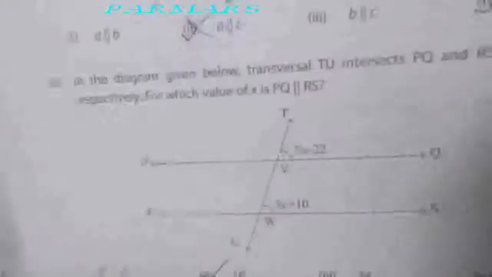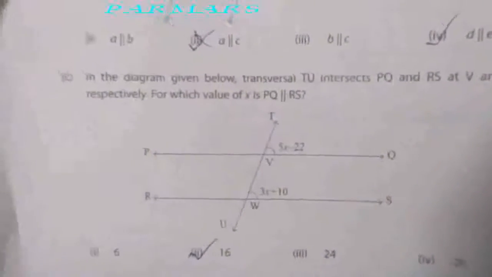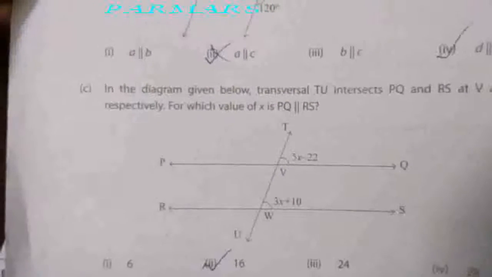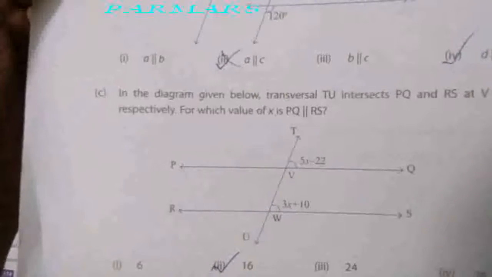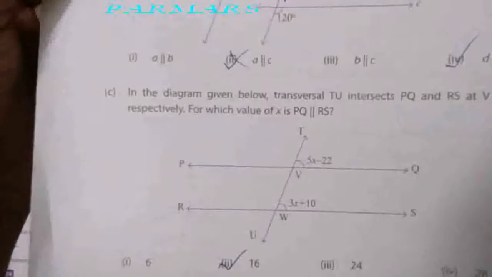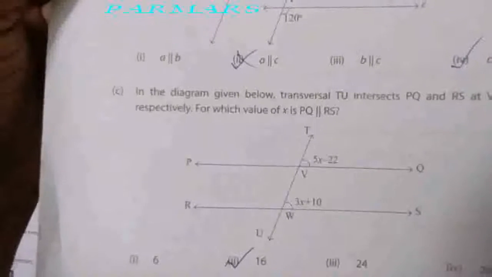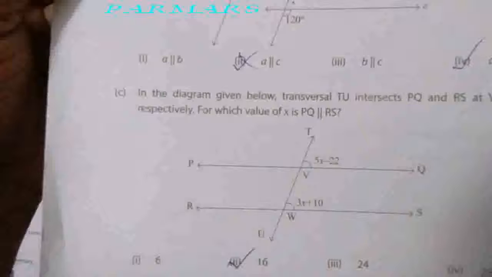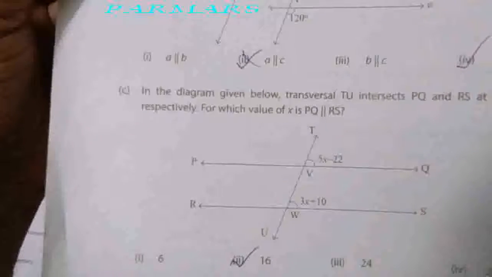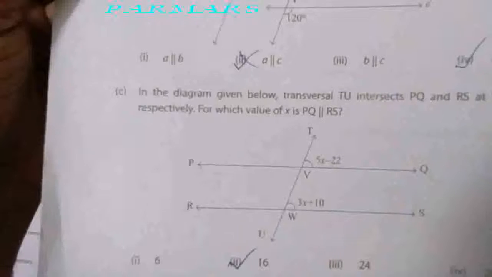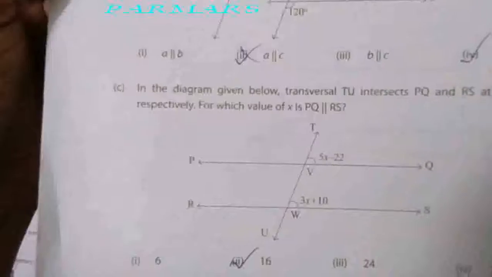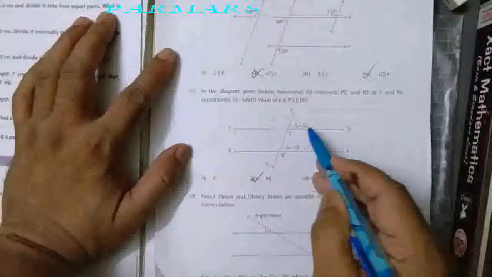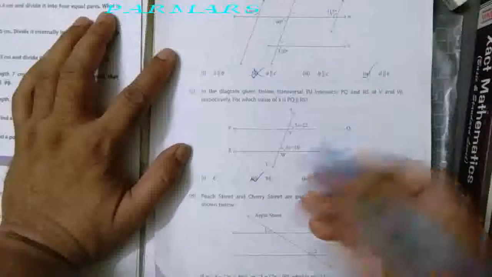Again, look at the figure. The question is, in the given figure, transversal TU intersects PQ and RS at V and W respectively. For which value of X is PQ parallel to RS? Here X is given in two angles, 5X minus 22 and 3X plus 10. You will find these two angles are corresponding, and if the lines PQ and RS are to be parallel, corresponding angles must be equal. So we make these two angles equal: 5X minus 22 is equal to 3X plus 10.